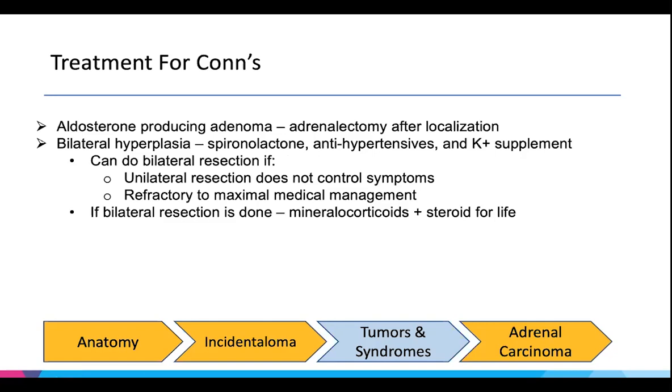You can consider bilateral resection if unilateral resection does not control the symptoms or it's refractory to maximal medical management. If a bilateral resection is done, the patient is going to need mineralocorticoids and steroids for life.